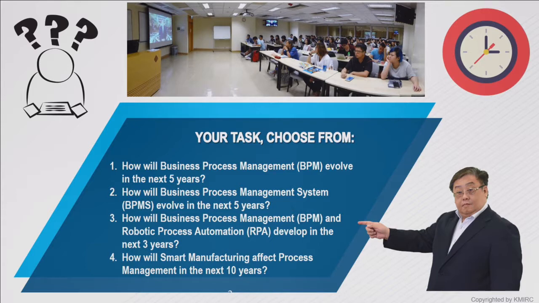For example, the first one is, how will BPM evolve in the next 5 years? Number 2, how will BPMS, Business Process Management System, evolve in the next 5 years? Number 3, how will business process management and robotic process automation develop in the next 3 years? And number 4, how will smart manufacturing affect business process management or process management in the next 10 years?